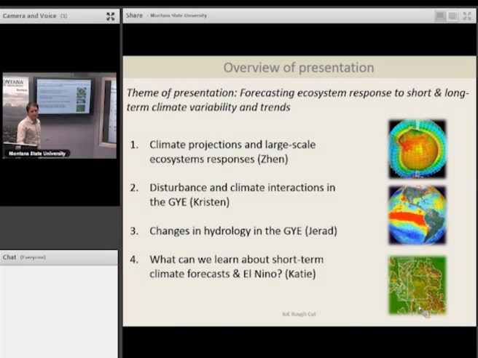Jared will present a new approach that he's developed to couple catchment routing models with a DGBM model, so we can model changes in hydrographs. And then Katie Renwick will present some work on El Nino and how these models can be used to look at some of the short-term climate variability. So over to Jean.